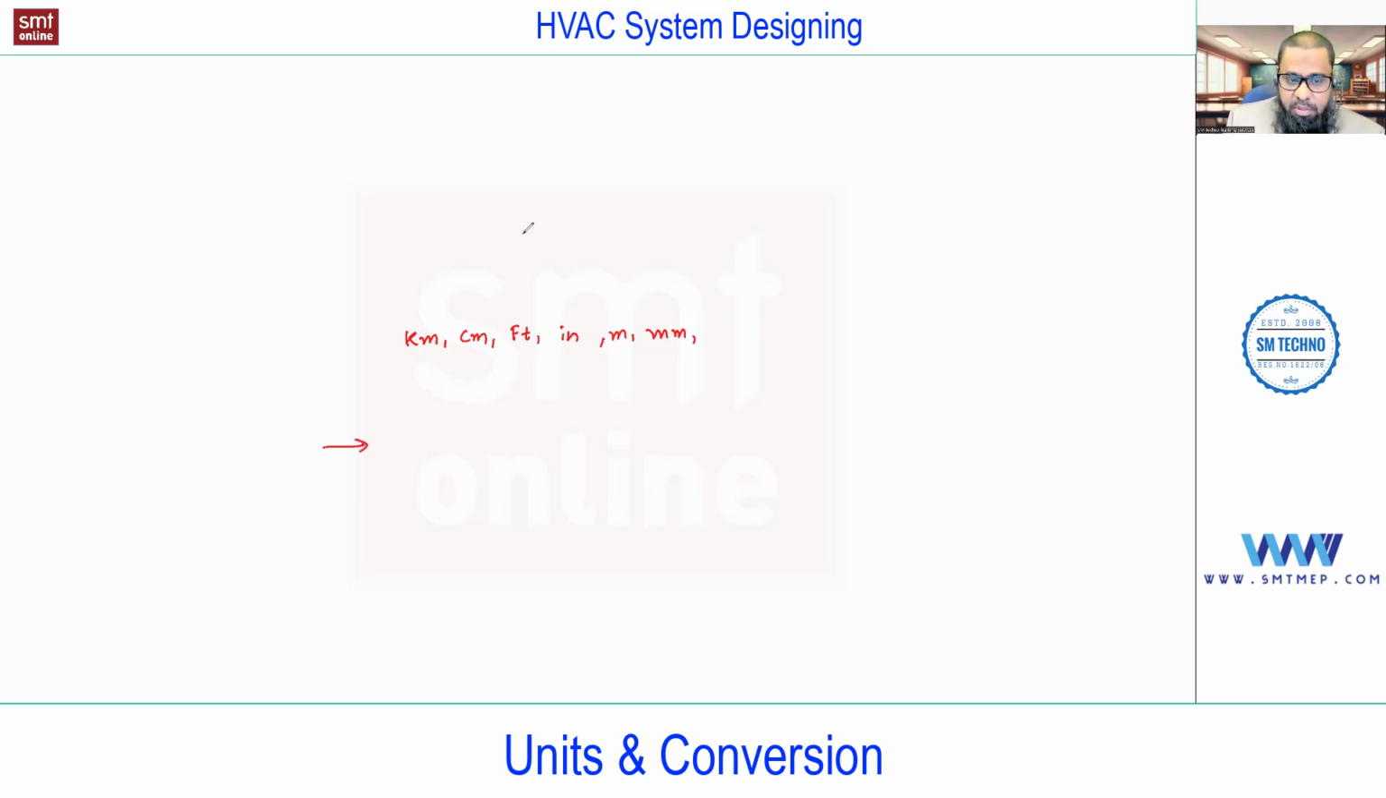Small to big. First is what? Millimeter. Right, no confusion. Next, centimeter. Then inch. Perfect. Then feet. Excellent. Then meter. Right. Then kilometer.